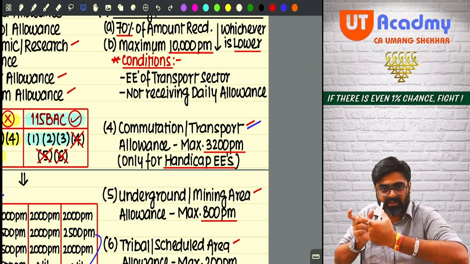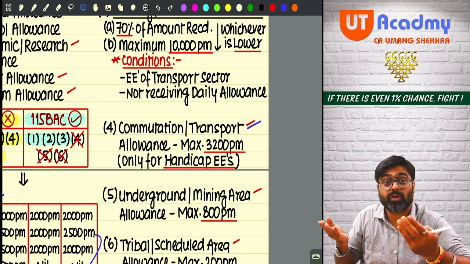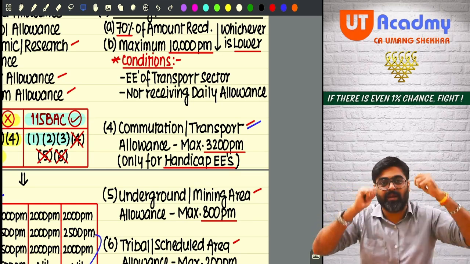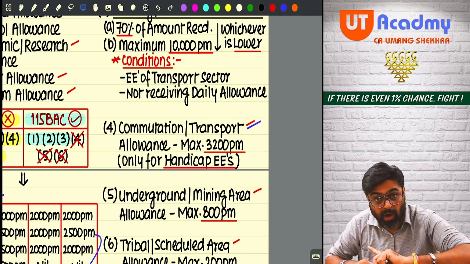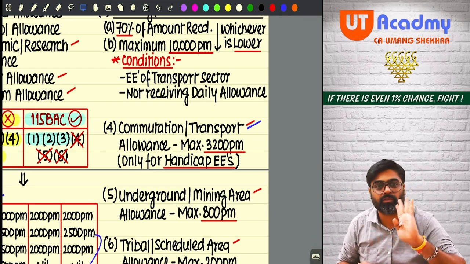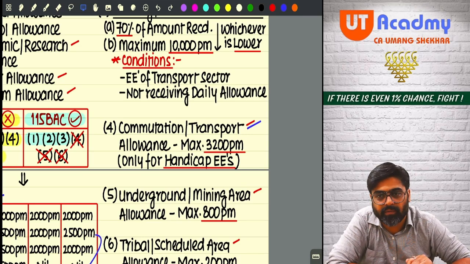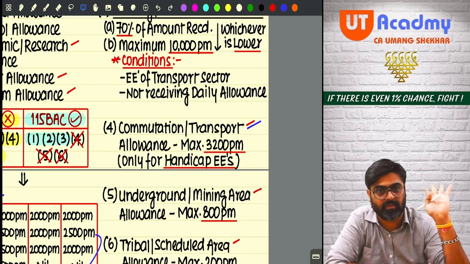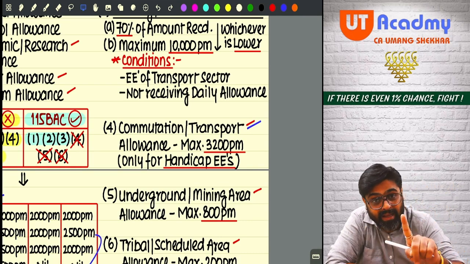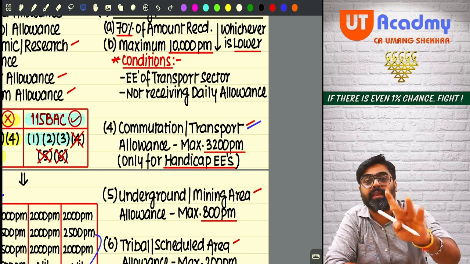And sometimes this distance is a little bit more. So the cost incurred on this traveling, cost incurred in commuting between house to office and office to house, this allowance is given. Got it? Fully taxable. What did I say? Fully taxable. But if you are a handicap employee receiving this allowance, only then you will get the exemption.